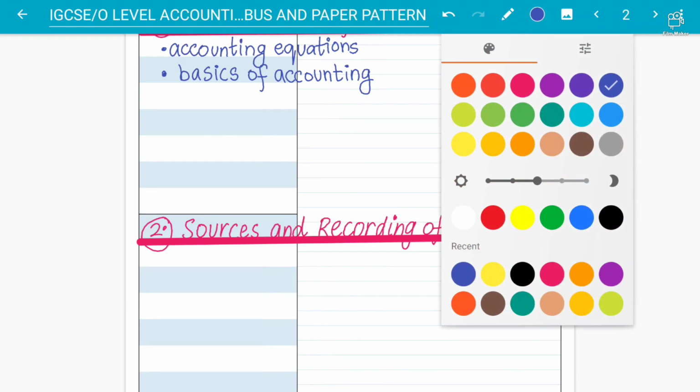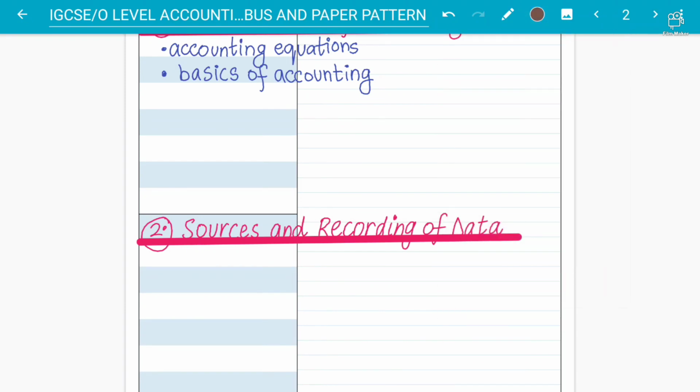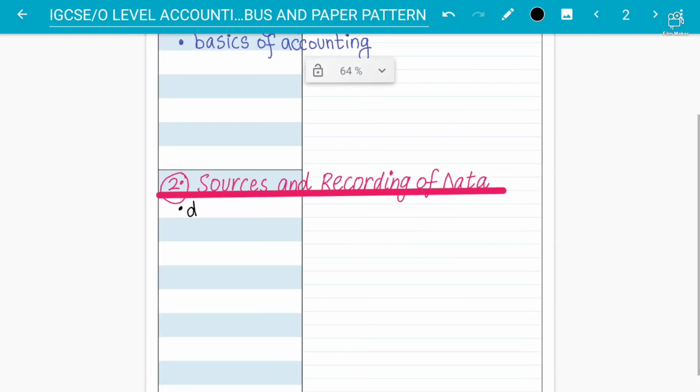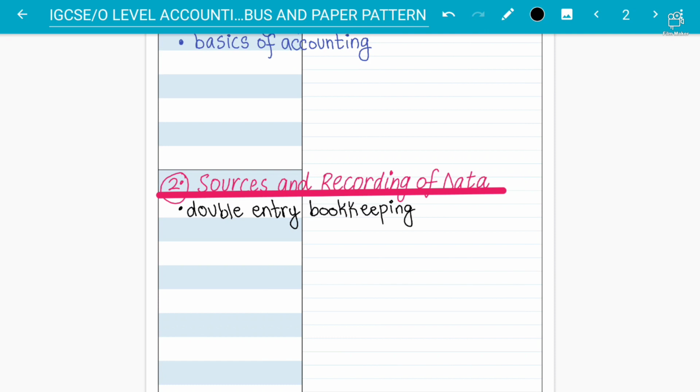Section number 2 is also the prerequisite of accounting to learn. In section number 2, which is called sources and recording of data, we learn how to do the double entry. Students, we need to know about double entry bookkeeping, how ledger accounts are made. That is what we need to know.